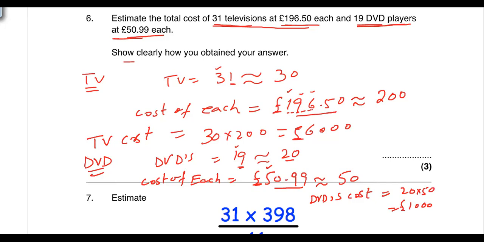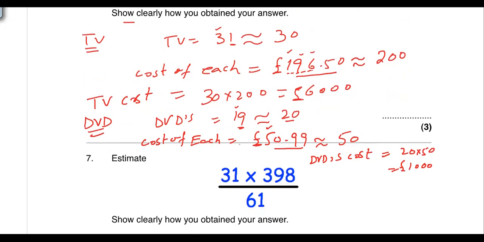Now what will be the total cost? When we say total, it means TV plus DVD. So what is the TV cost? 6000. DVDs is 1000. So 6000 plus 1000 makes 7000. So that will be the way to do this one.